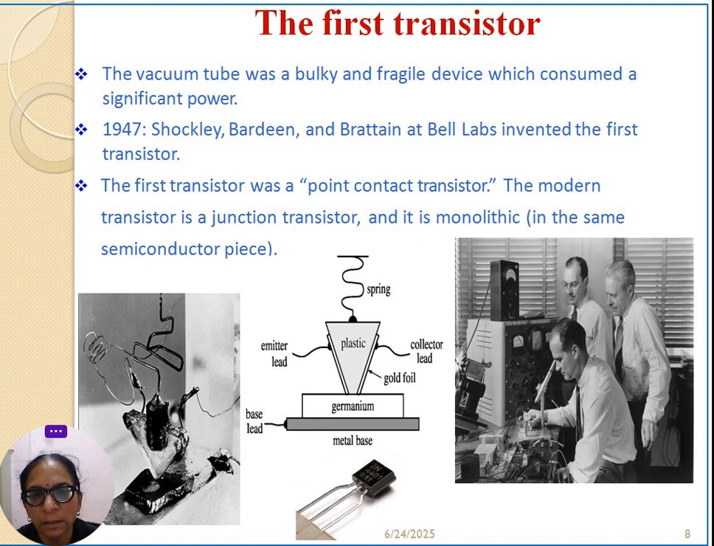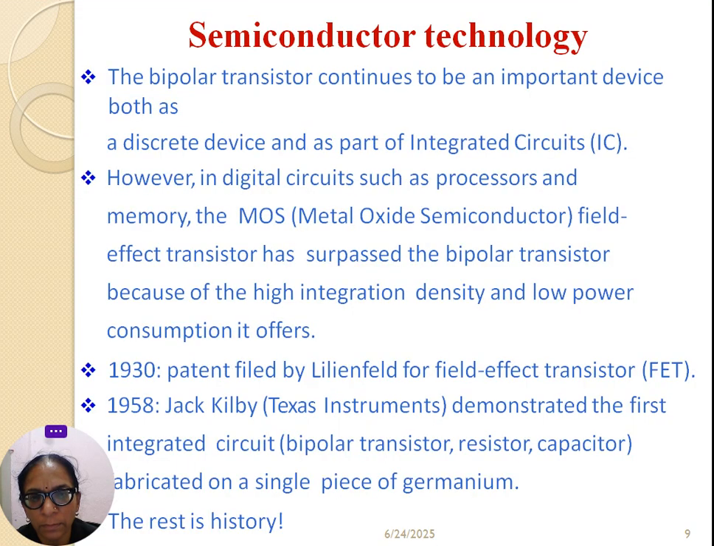The first transistor, this is the picture of the first transistor. The vacuum tube was a very bulky, fragile device which consumed significant power. In 1947, Shockley, Bardeen and Brattain at Bell Labs invented the first transistor. The first transistor was a point contact transistor.